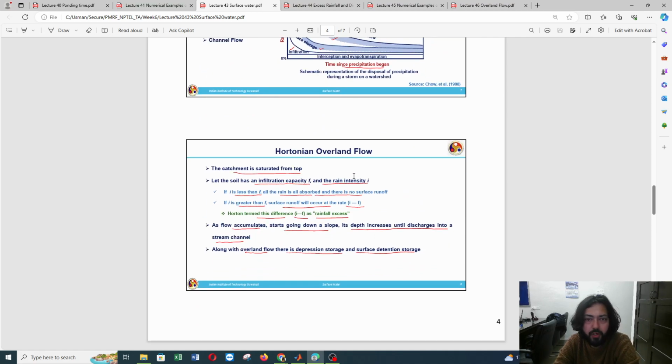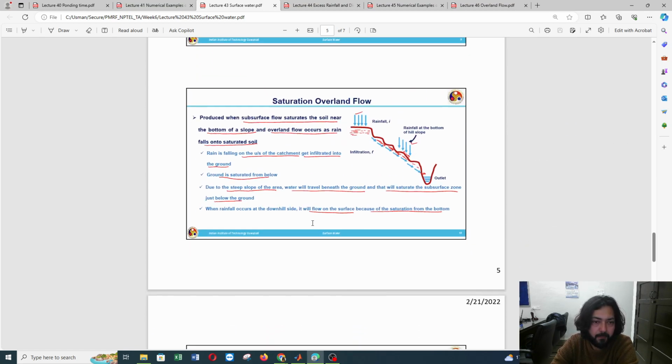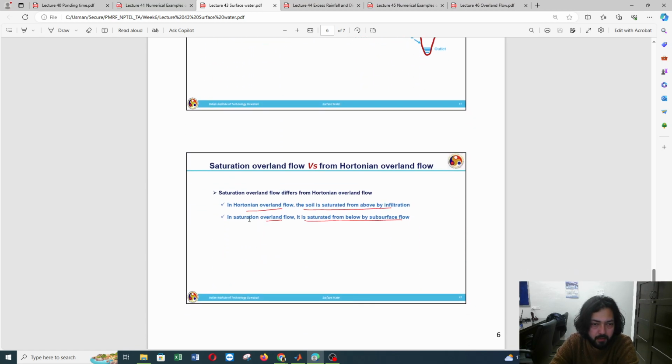Then we talked about 2 important flow concepts, right? The first was hortonian overland flow and another was saturation overland flow. So in order to summarize or conclude between the 2, we can say that hortonian overland flow was a flow where the soil is saturated from above by infiltration, and in saturation overland flow it is saturated from below by subsurface flow. So the keyword is here above by infiltration and below by subsurface flow.